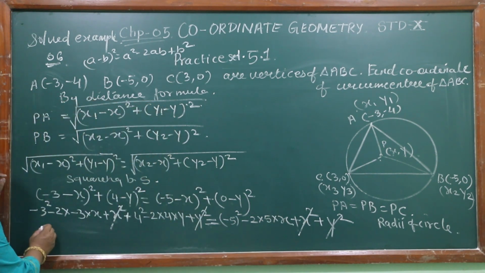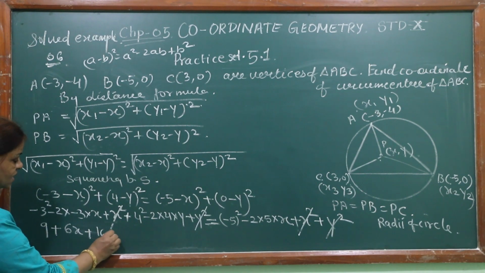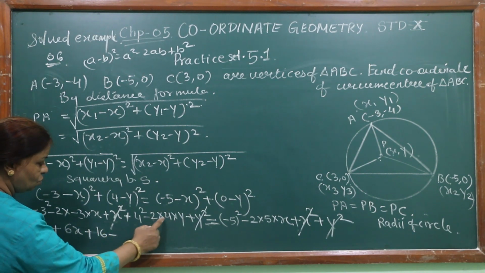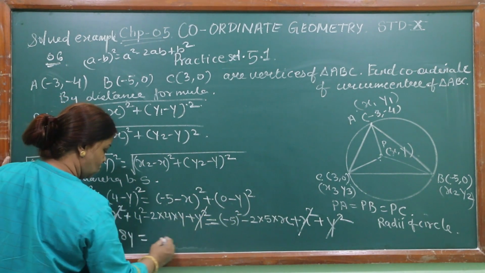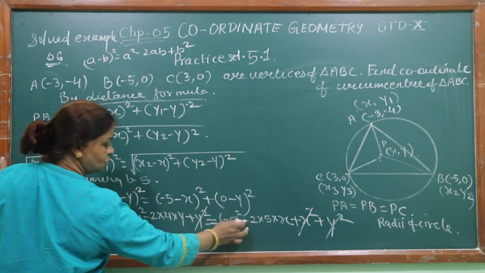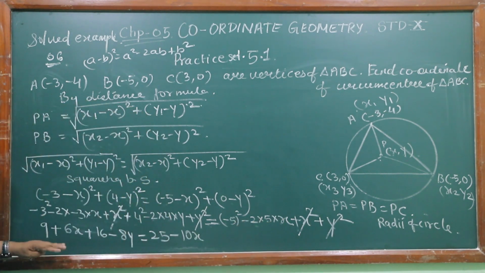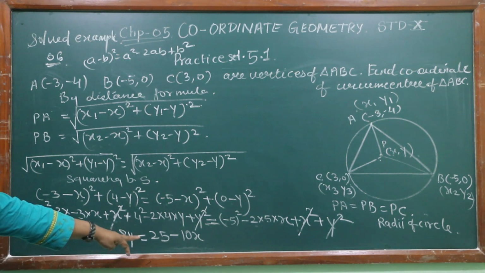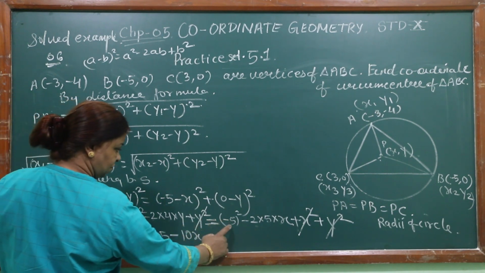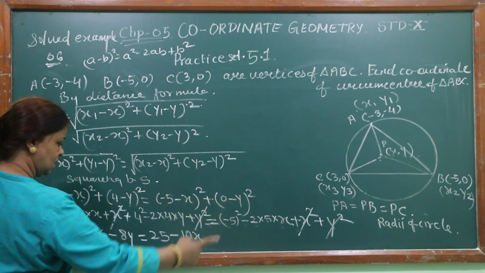So minus 3 the whole square is 9, plus 6x. 4 square is 16, minus 2 4s are 8y, is equal to minus 5 square is 25, minus 2 5s are 10x. So we got 9 plus 6x plus 16 minus 8y equals 25 minus 10x, and the rest of the things are getting cancelled.